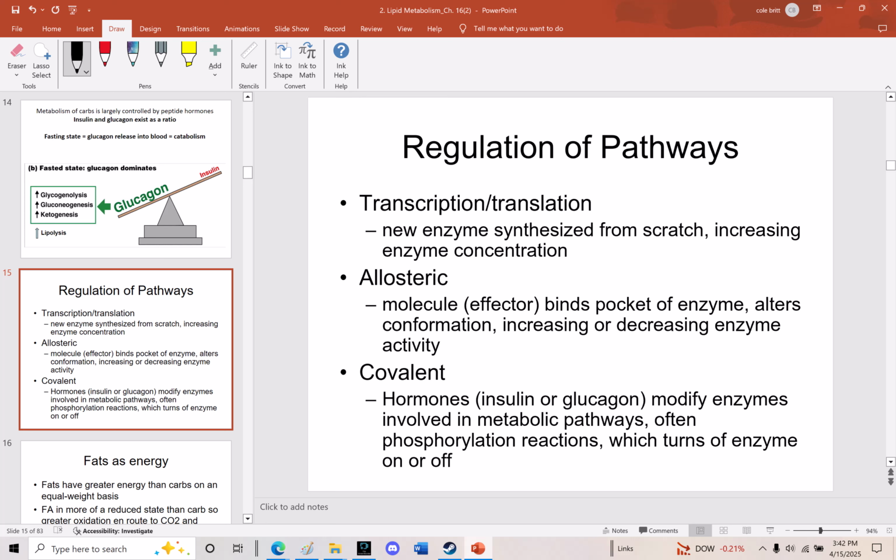So there's going to be greater oxidation of fatty acids on their way to making carbon dioxide and water. So remember what happens to all those carbons? Same thing, they leave as carbon dioxide, and all those electrons will be moved to NADH and FADH2. So what does it mean to be in a more reduced state? Again, it means there are more electrons in that molecule.